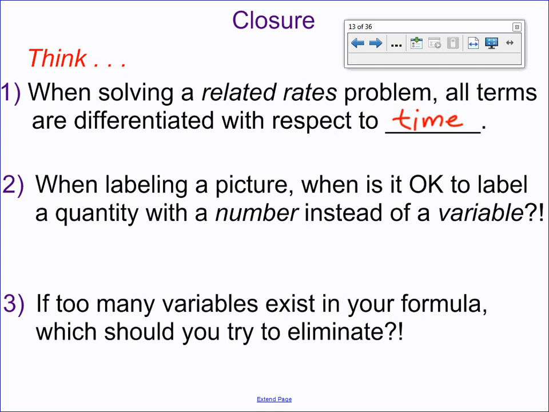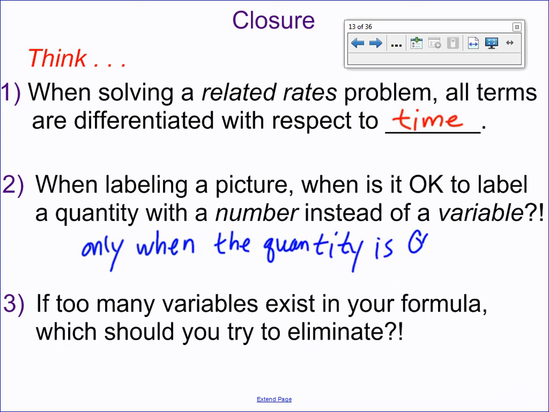When labeling a picture, when is it okay to label a quantity with a number instead of a variable? Tess? When the quantity is constant throughout the whole chain. Absolutely. And so only when the quantity is constant throughout the entire problem. Only when that, like the ladder. The length of the ladder didn't change throughout the whole fall, right down the wall. So only when the quantity is constant throughout the entire problem. Constant.